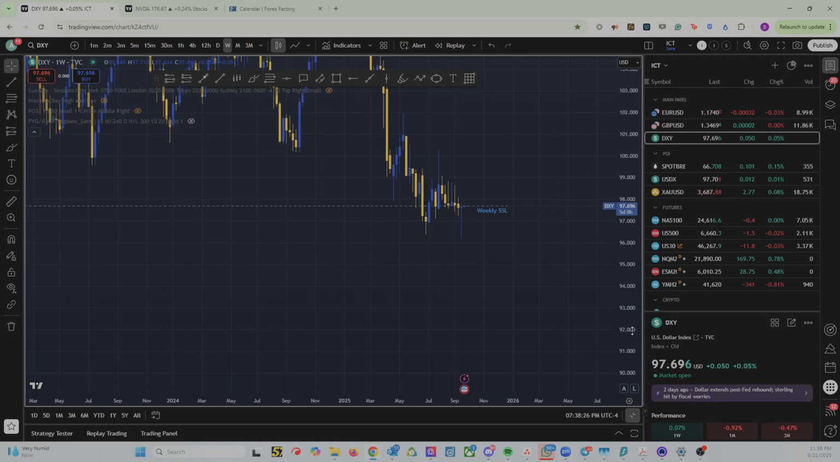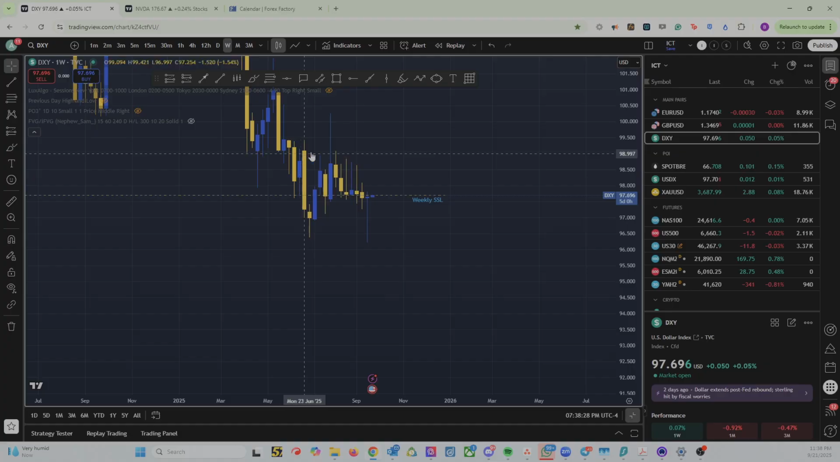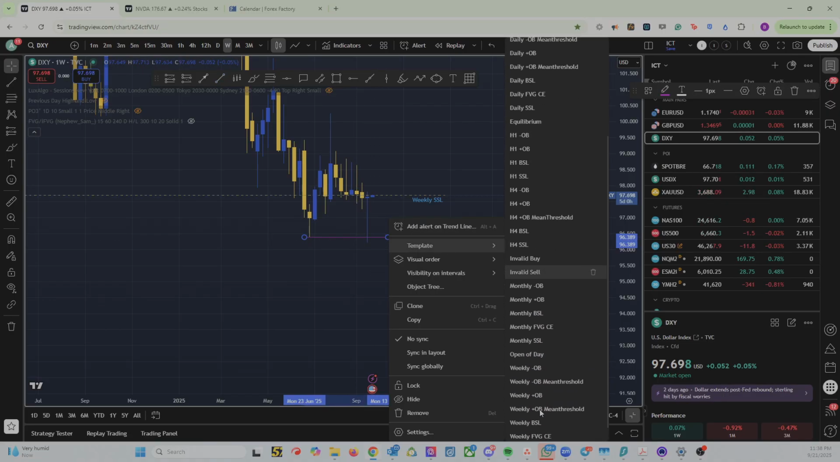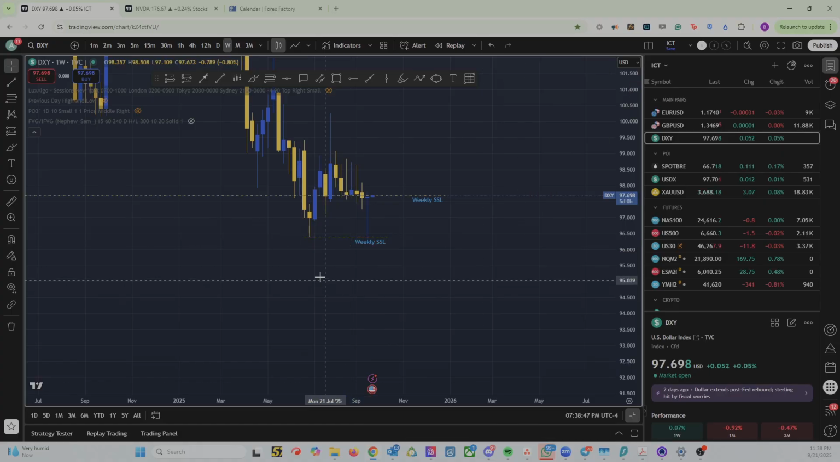One thing to notice on the weekly, the market drops down, and this is on the DXY chart, sorry. You can see here that the market takes out this liquidity zone. It's important to see what the market did here. This is a weekly sell side liquidity that the market took out and then it rejected. Very important.